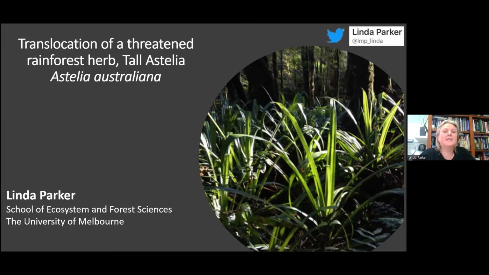This species occurs in Victoria, in the Central Highlands and the Otway Ranges. It grows in cool temperate rainforest and riparian vegetation, and I think it's a pretty neat herb. And as you saw from the earlier video, it was just something fun the ABC picked up on. We've done a little bit of research into its ecology to try and understand why it's threatened, and I'll start with that. A bit of background, and then I'll go into the translocation work that we did.